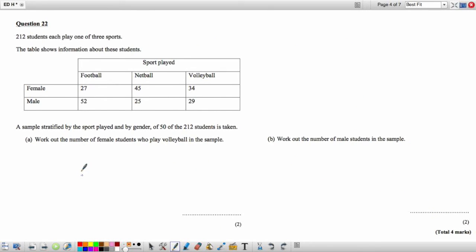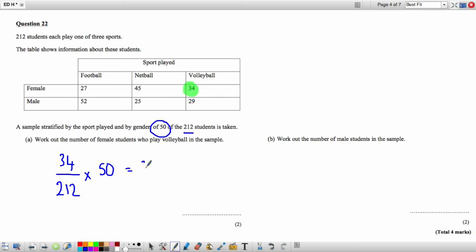Question 22. 212 students each play one of three sports. Here we have the information in the table. A stratified sample is taken and there are 50 in the sample out of the 212. We need to work out the number of females who play volleyball in the sample. Well, for females and volleyball, we have here 34 in total. So to find the number in the stratified sample, we take that number, the females who play volleyball, divided by our total and multiply by our sample size.